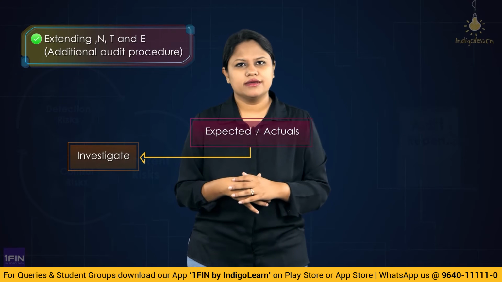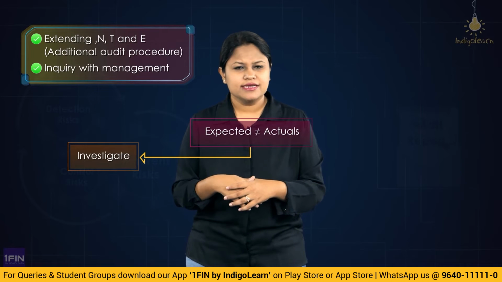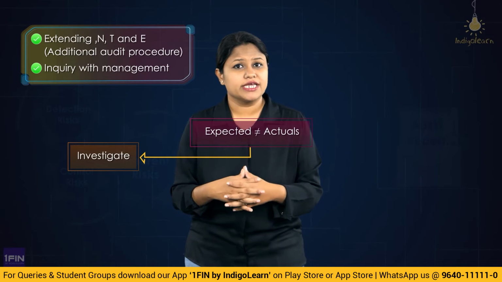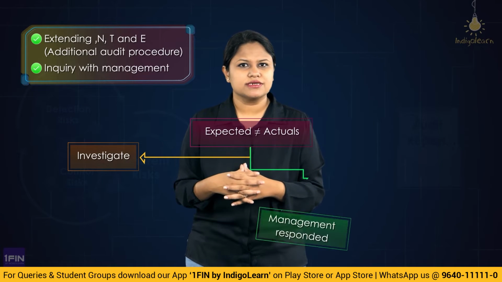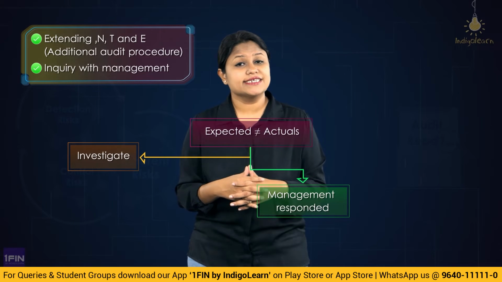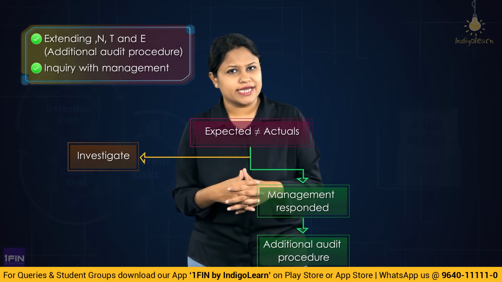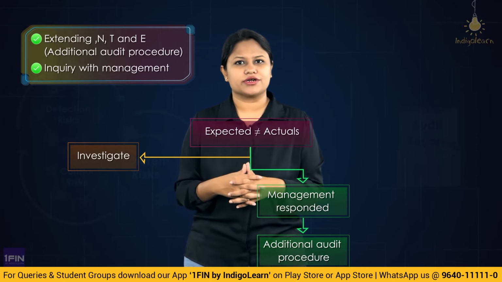Two ways. One, you inquire with the management. The management will give you a response, and I have given you the example of the casual laborers, where you will understand that the management is going to give you some kind of response, but the response we cannot simply rely upon. We have to perform additional audit procedures just to check whether what the management is telling and what they have done is actually matching or not.